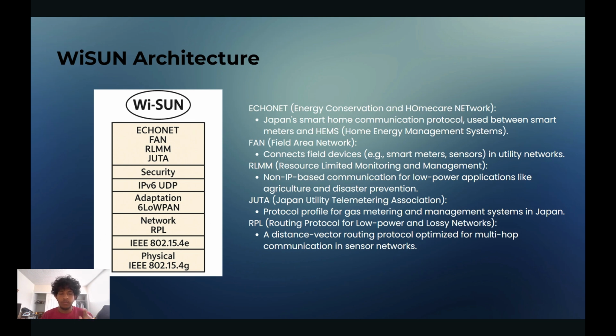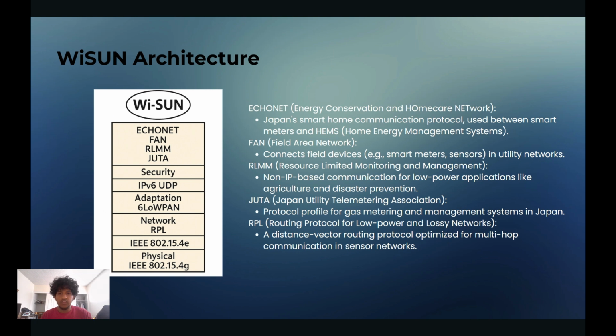It's plugged in between the meters present in everyone's house in Japan to the HEMS, that is the Home Energy Management System. So this enables the IoT access to different sensors or meters within the home. So FAN, as we know, is a field area network. It is a small area within which you have multiple access points to connect to one another. It's called a field where these access points are present.